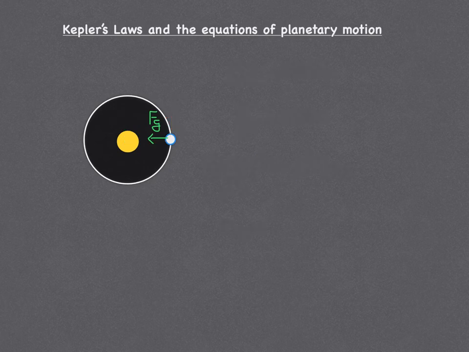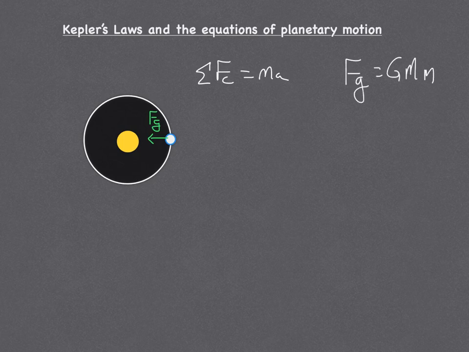Let's do it again. Sum of all the forces equals ma. Fg is G big M, little m over r squared. Okay, so now what we're going to do is solve this equation for the speed that this planet would need to orbit at that distance r.